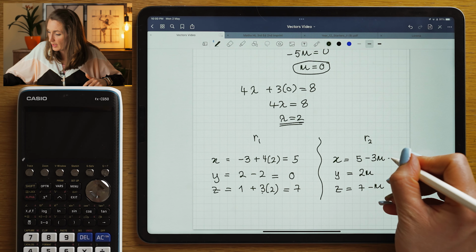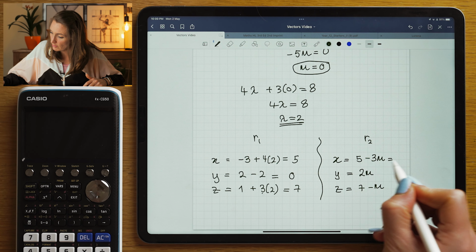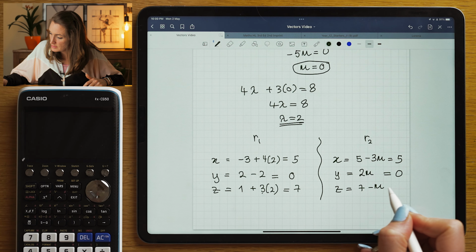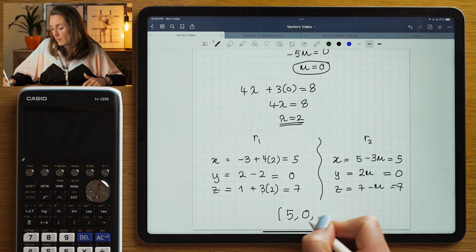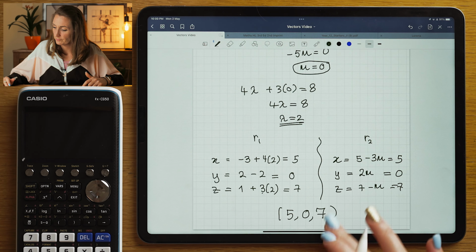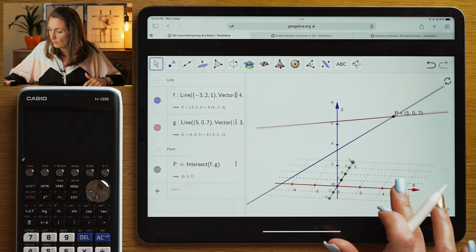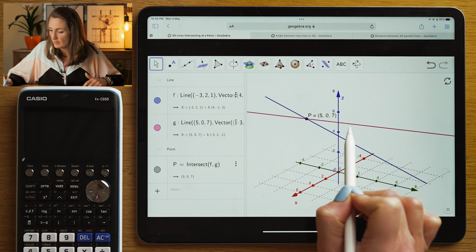Now I'm going to check that against what I get here. Now if mu is 0, it would be 5 minus 3 times 0. So it would be 5. 2 times 0 is 0. 7 minus 0 is 7. So I can definitely see that my point of intersection is (5, 0, 7). And that's exactly what we visualized in 3 dimensions as our point of intersection, (5, 0, 7).